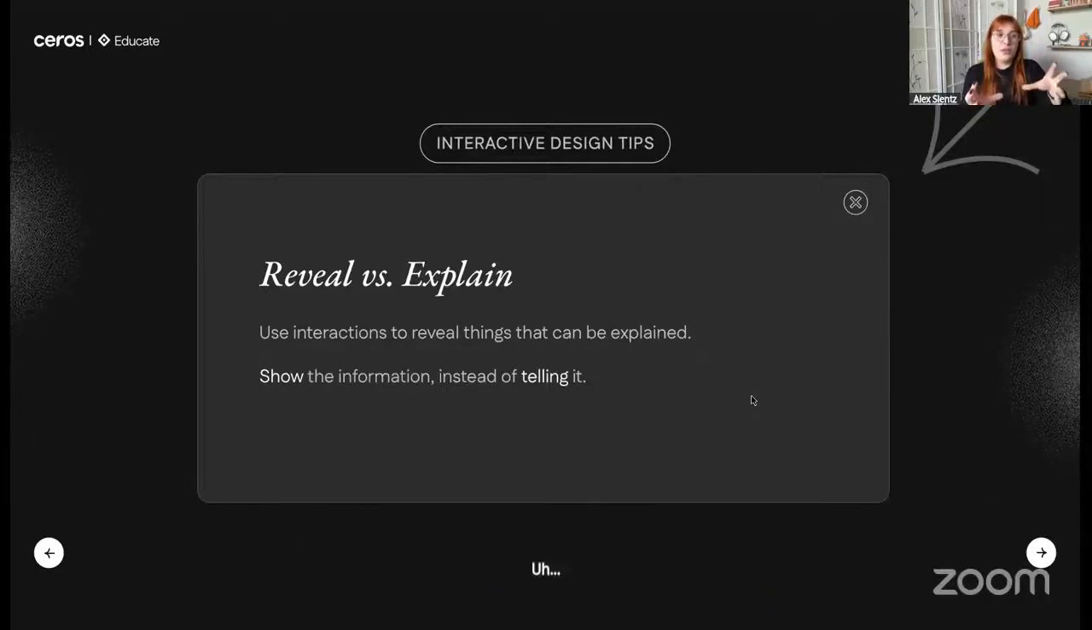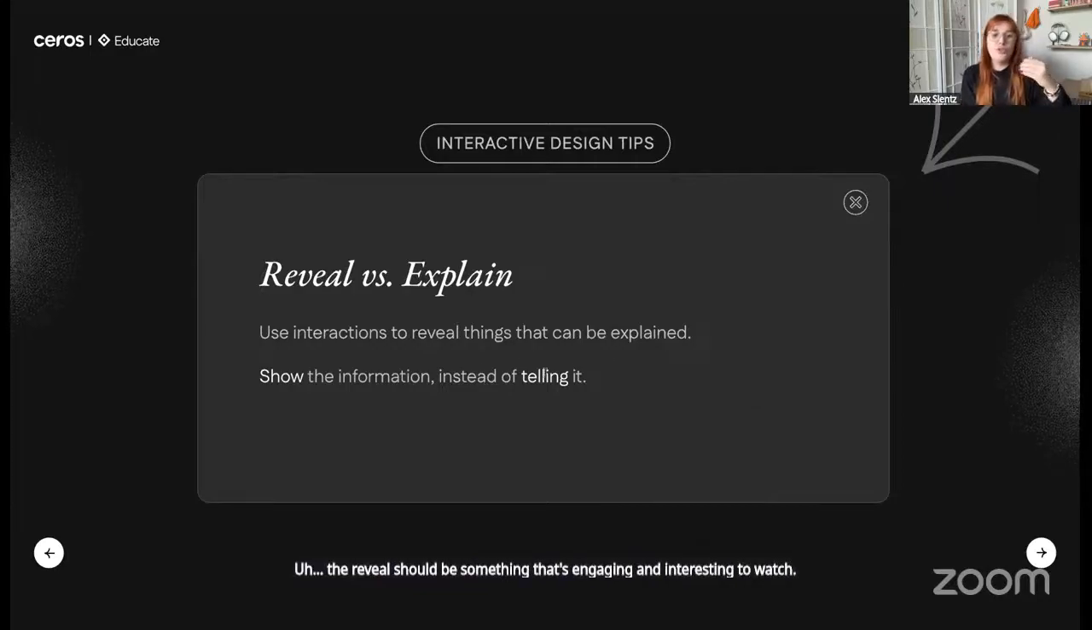The reveal should be something that's engaging and interesting to watch. So you should show the information instead of just telling it.